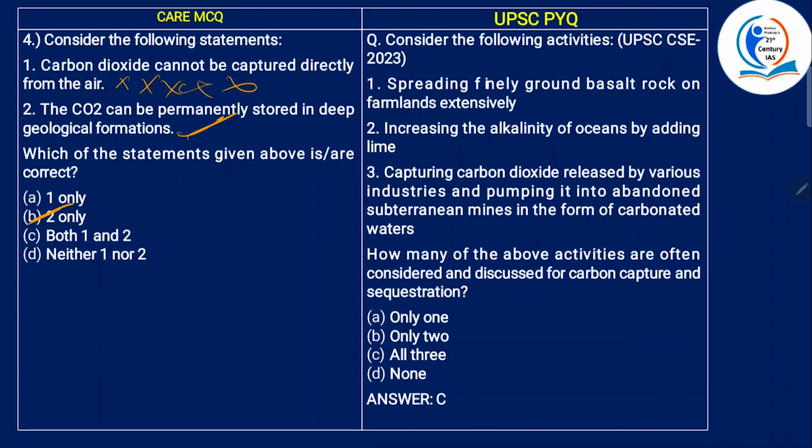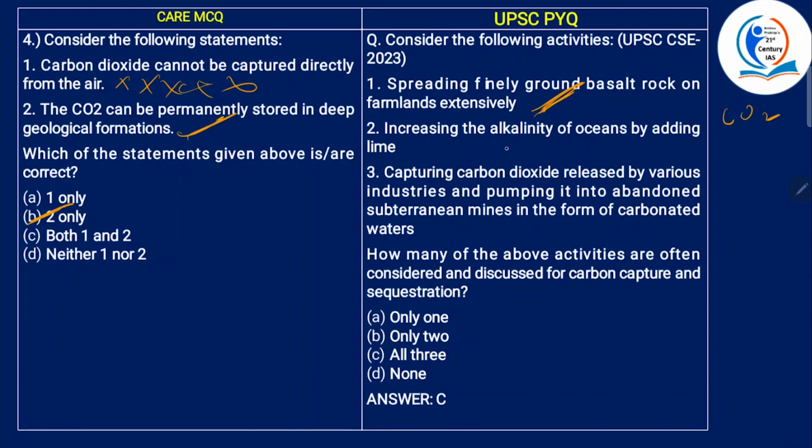Consider the following activities. Spreading finely ground basalt rock on farmlands extensively. Yes, this is correct because it comes under enhanced weathering, and it involves finely ground basalt on farmlands to accelerate the natural process of carbon dioxide capture from the atmosphere. The basalt will react with carbon dioxide to form stable carbonates, and that is very effective in storing the carbon. So this is correct. All right.